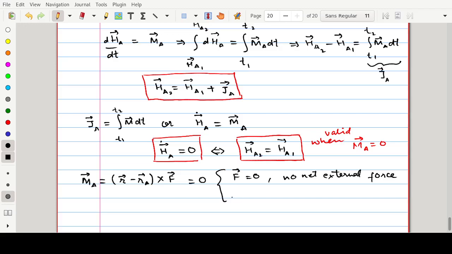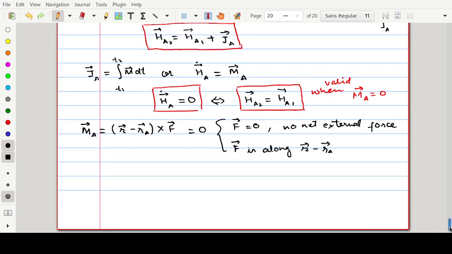The second case is when the force which is acting is along R minus RA. When this happens, with proper choice of coordinate system and in certain cases, for example in case of gravity, let me show you how.